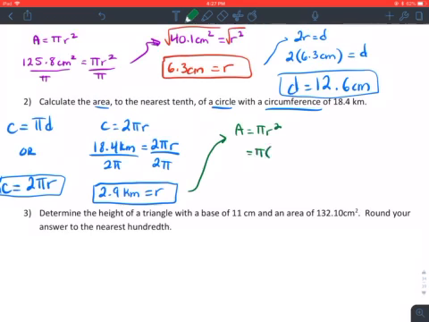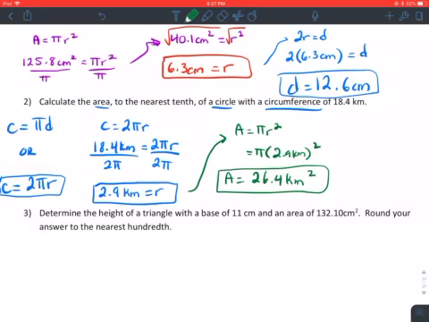So pi times the radius, which is 2.9 kilometers squared, and our final answer, if we take 2.9 squared and multiply by 3.14, our final answer ends up being 26.4 kilometers squared. Okay, units are very, very important.